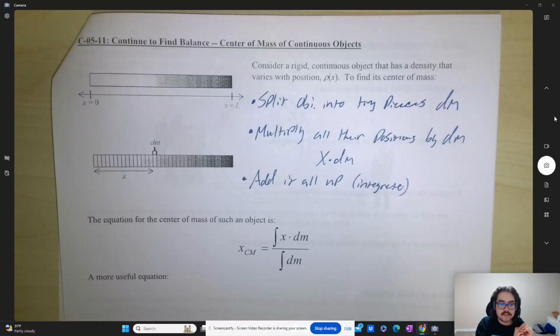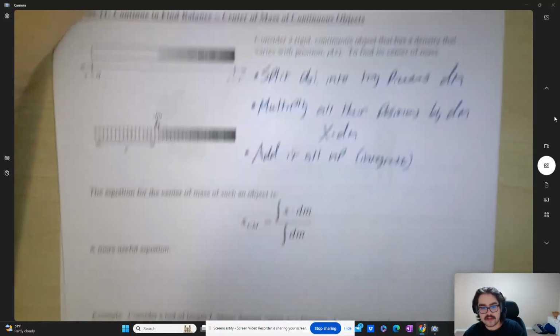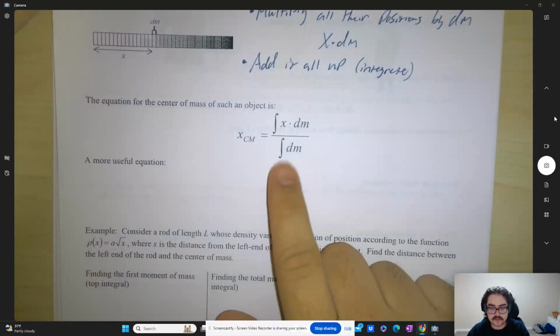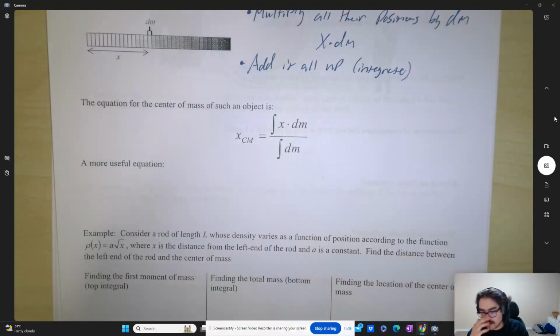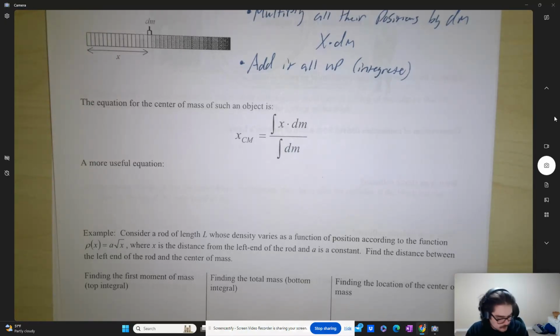Suppose that the center of mass of an object, right? So this is an integral version of the center of mass of an object that does not have uniform density. You do need to know that. So there are two definitions. This is the integral version, the calculus version.